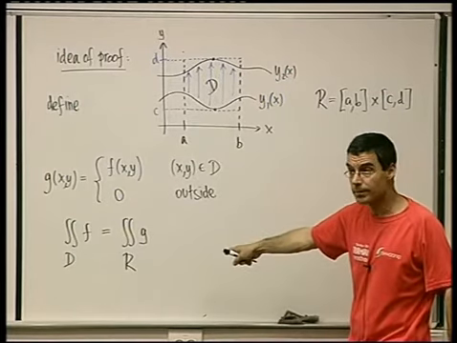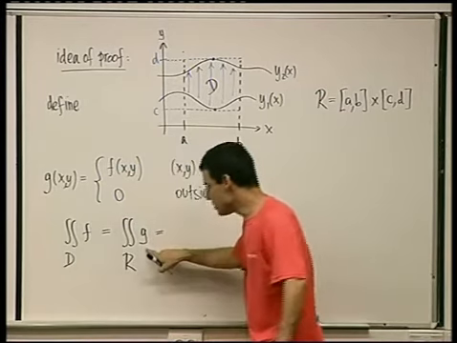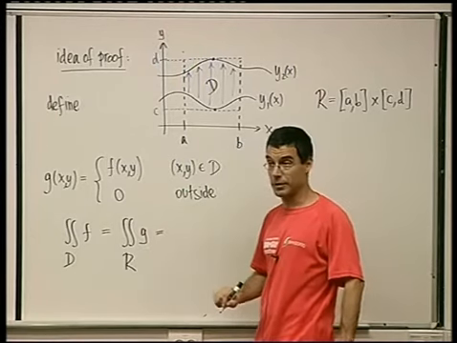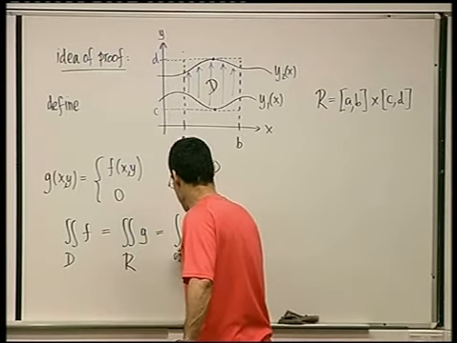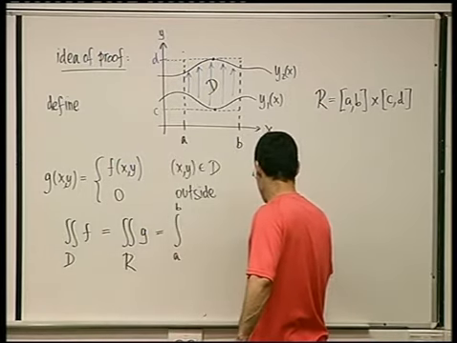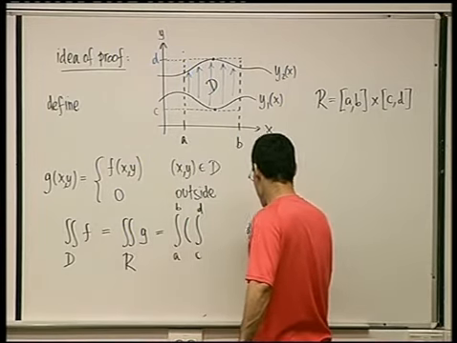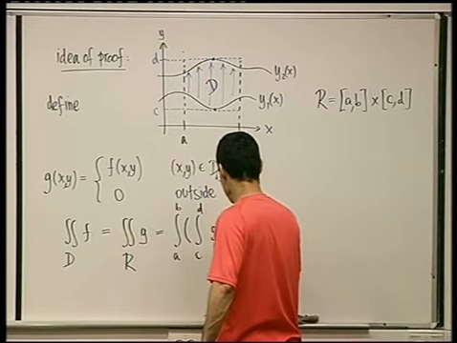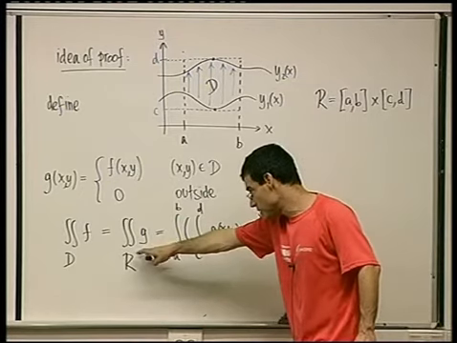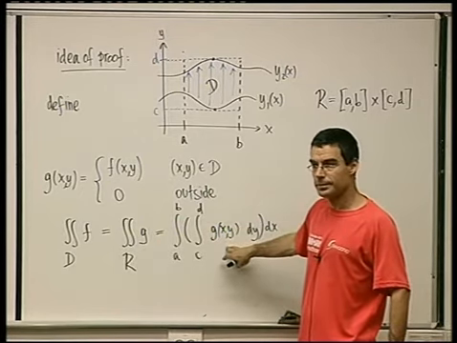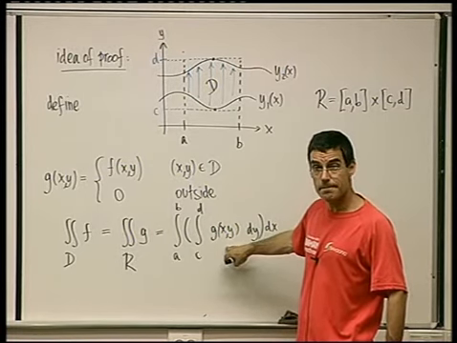Everybody? Clear? Okay. Now this I know how to calculate. This is the integral of a function over a rectangle. I can do it using iterated integrals. The integral from a to b dx of the integral from c to d dy of g. This is by the baby version of the theorem, integrating a function on a rectangle. Good? Everybody? Okay.